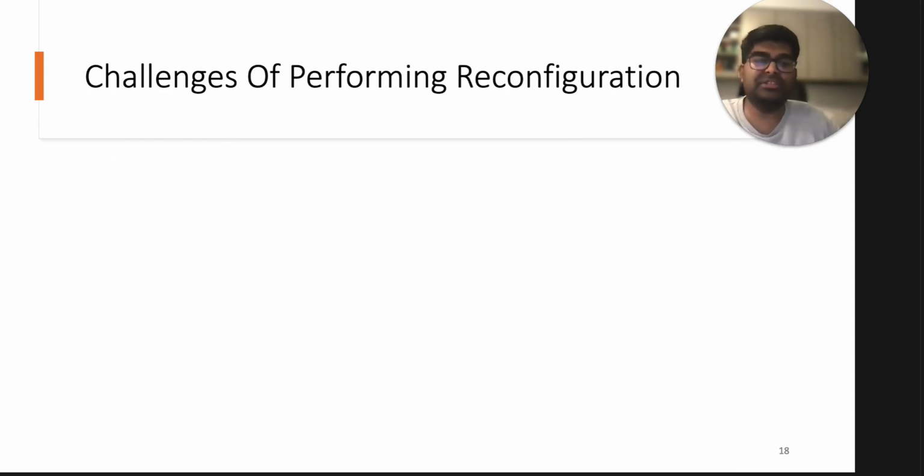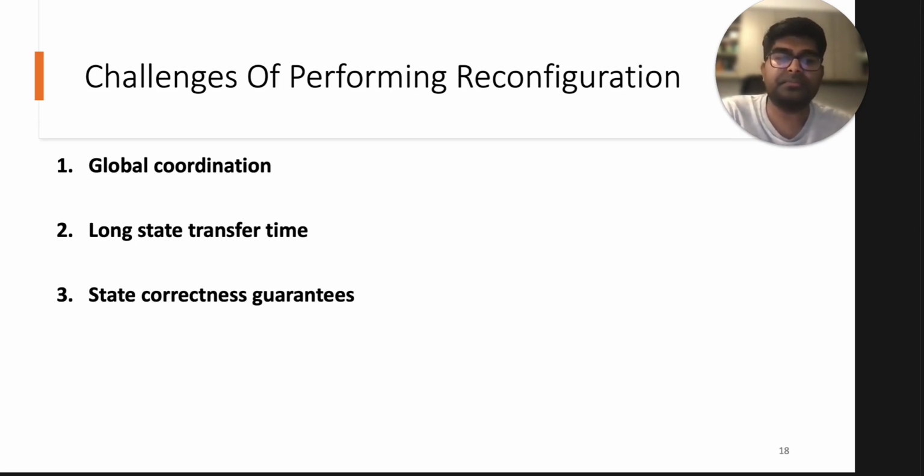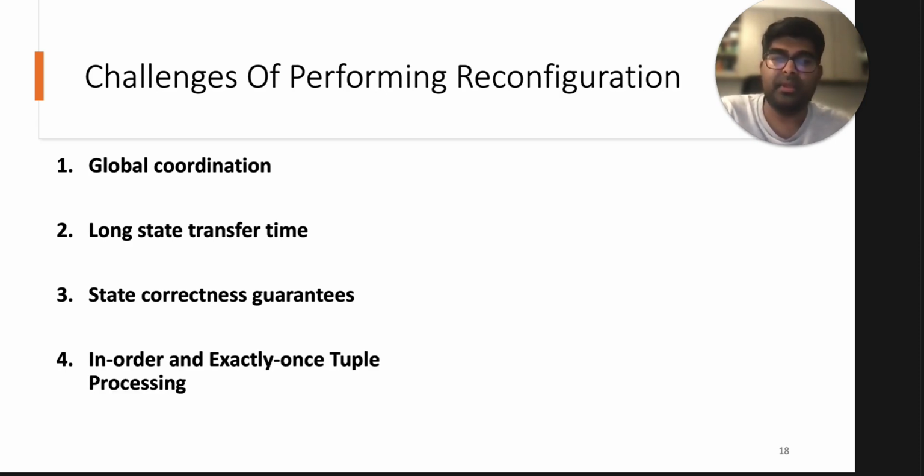Performing this reconfiguration is challenging, especially for a stateful operator. The first challenge is when a new operator instance is created or destroyed, connections between all operators of an application need to be recreated due to a global coordination mechanism. Second, the state transfer is a relatively long process depending on the size of the data and the latency of network links. Third, while the state transfer is happening, the tuples modifying the state are also being processed. So maintaining state correctness is also challenging. And lastly, during the state transfer and the switching of traffic flow, the system needs to guarantee that tuples are processed in the exact order that they are arriving and are processed exactly once, which then means avoiding duplicate processing and ensuring fault tolerance.